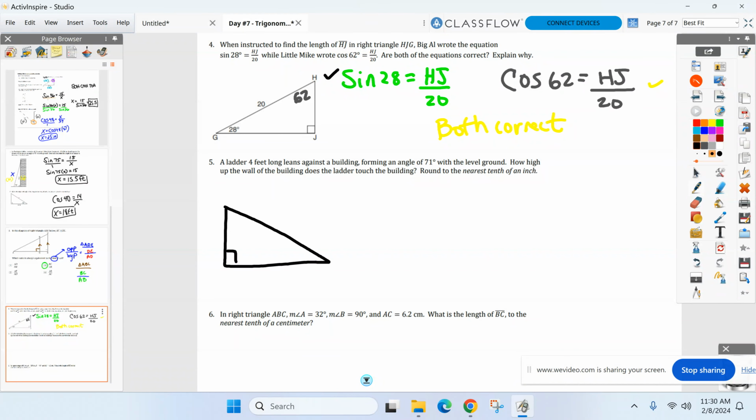A 4-foot ladder leans against the building. Do we know where we're putting 4 feet now? Leaning against the building. Where are we putting the 4 feet? On the hypotenuse, right? It's the only thing that's leaning in the darn diagram. And that ladder forms a 71-degree angle with the ground. The ground. Everyone knows where the ground is, right? Your feet are now presently on the ground.